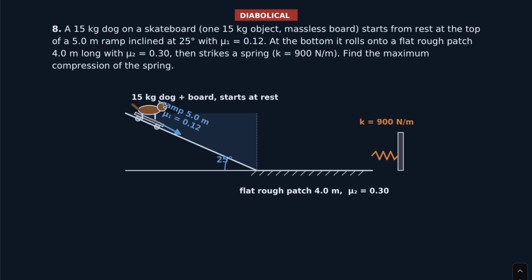So let's get started. A 15 kg dog on a skateboard, okay? So only the dog has mass, the skateboard doesn't have mass. Let's assume that. That's not true in general, but let's assume that for right now. Starts from rest at the top of a 5-meter ramp, inclined at 25 degrees, with mu1 equal to 0.12. At the bottom, it rolls onto a flat, rough patch, 4 meters long, with mu2 equal to 0.3. So they both have different coefficients of friction because they're different surfaces.